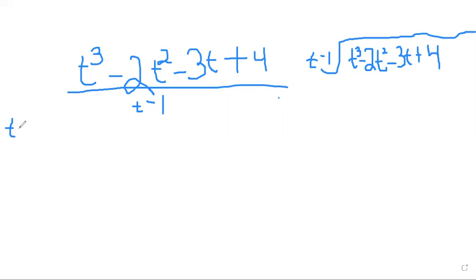Okay, so what I'm going to do with t minus 1 is that I'm going to look at the first term in my polynomial, which is t cubed. Okay, so when I look at t cubed, and if I look at t, what will it take, t times what to eliminate the t cubed? So if I think about it, I know I can eliminate it by having t squared.